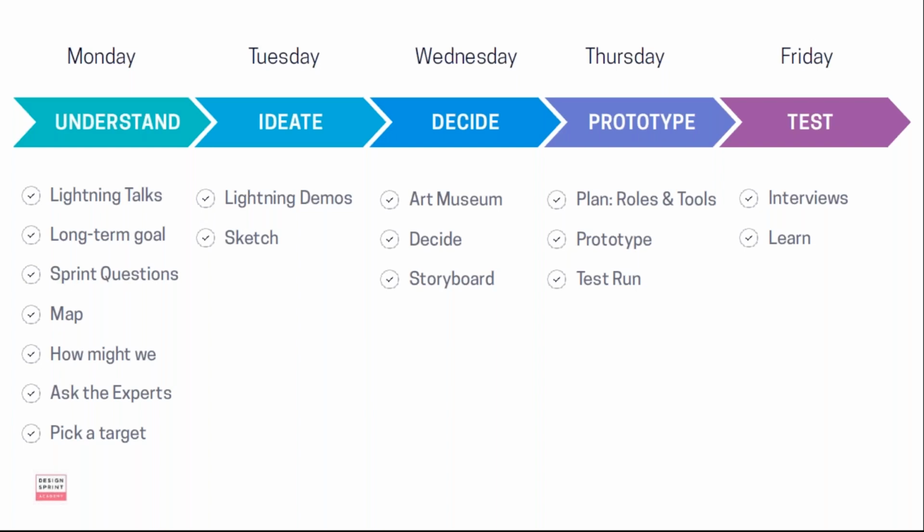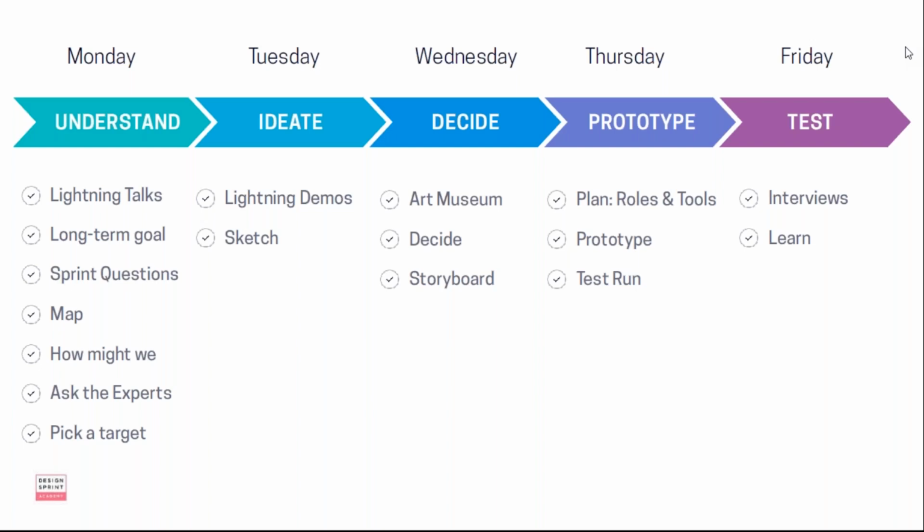And therefore, the test element on Friday becomes very important, because you would see real-time feedback coming from stakeholders, which enables you to refine it. So typically, this kind of five-day roadmap is used in the design sprint for you to quickly test your solutions. So there are multiple uses of a design sprint. It can be used to test solutions which you already have with you.